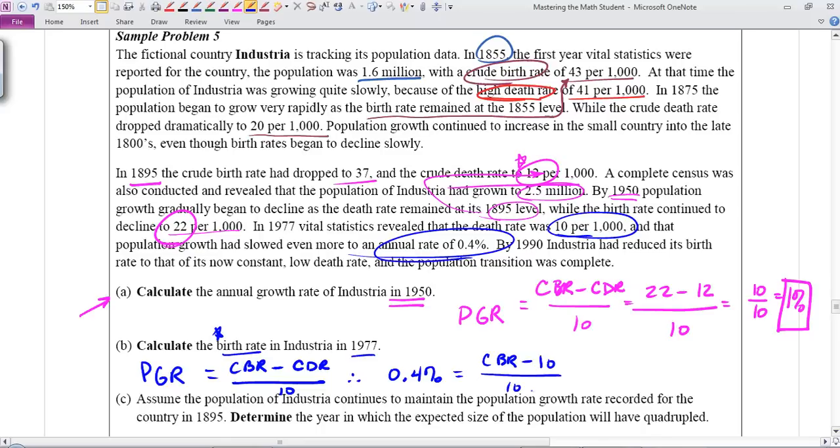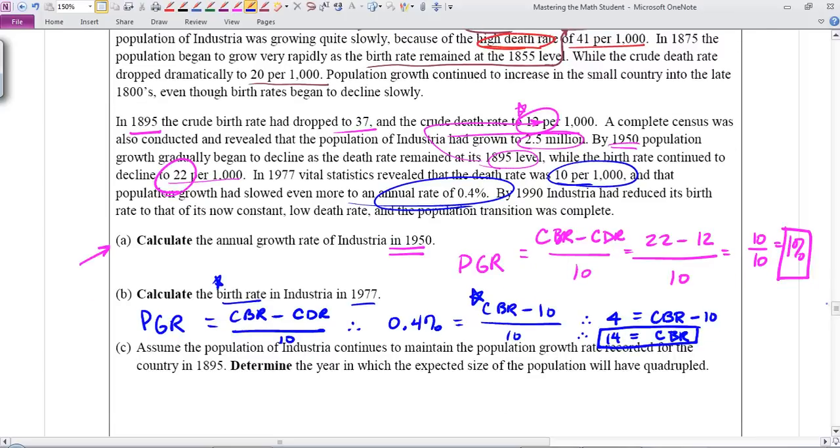Cross multiply. Cross multiply and solve for this variable. So if you cross multiply 10 times 0.4, don't you get 4? Think about it. So 4 is equal to what I seek, the crude birth rate, minus 10. So what's my next algebraic step? Add 10 to both sides. So therefore 14 equals the crude birth rate. And I am finished. You cannot forget everything every algebra teacher or math teacher has tried to teach you for the last decade or more.